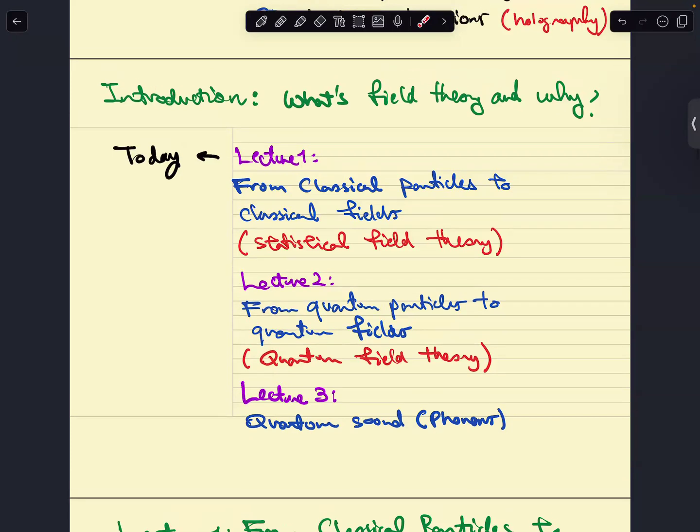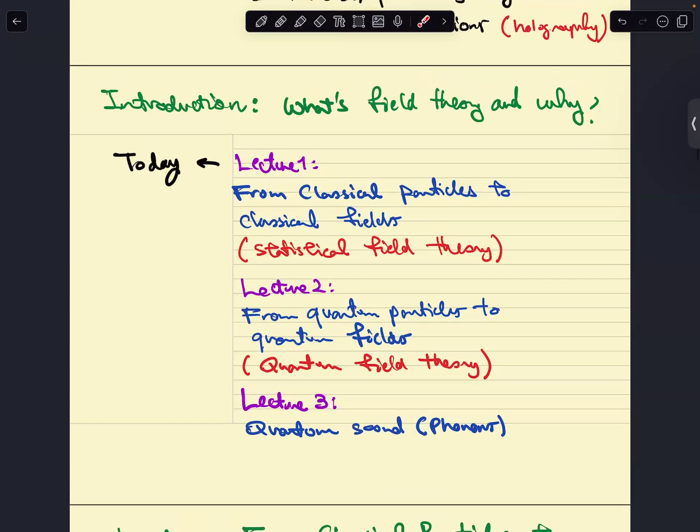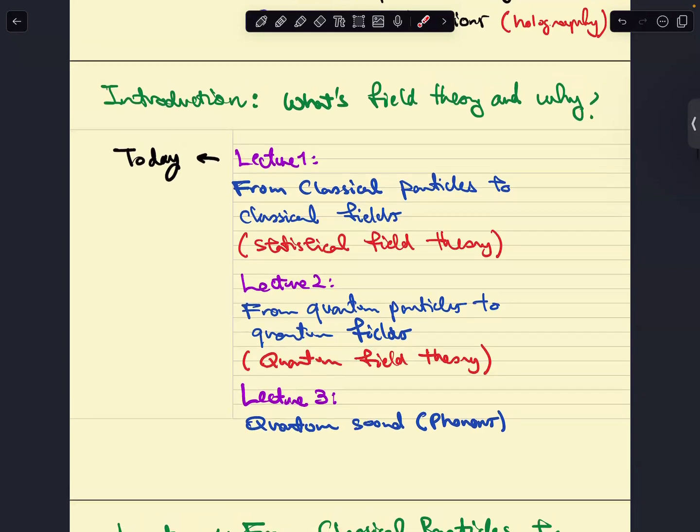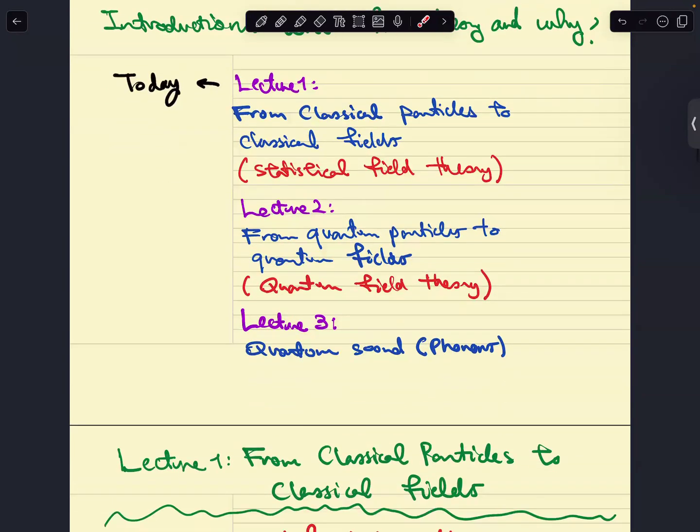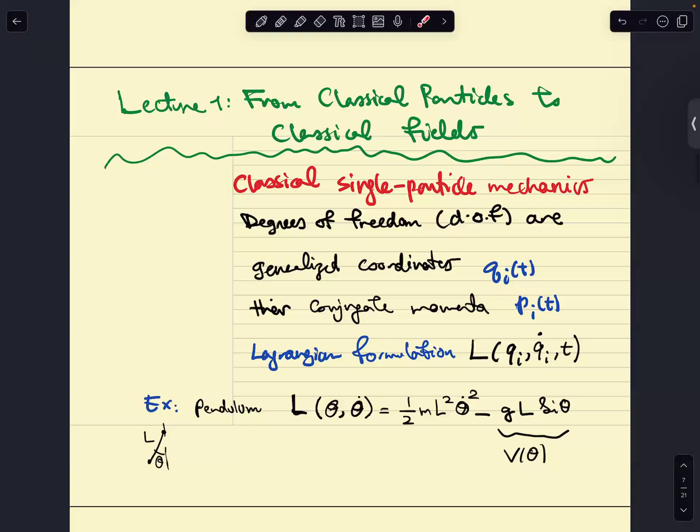I'll just make short pauses at the end of each of these slides in case you have any questions. So far, I'm just outlining things. All right, so now we get to the beginning of the first lecture.